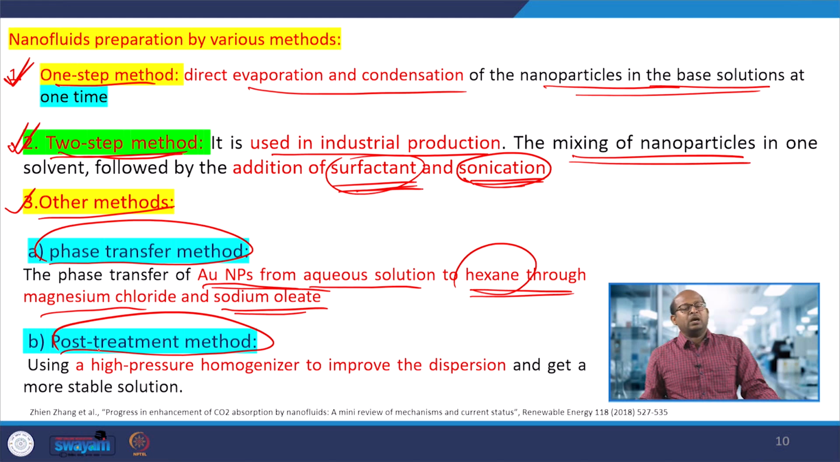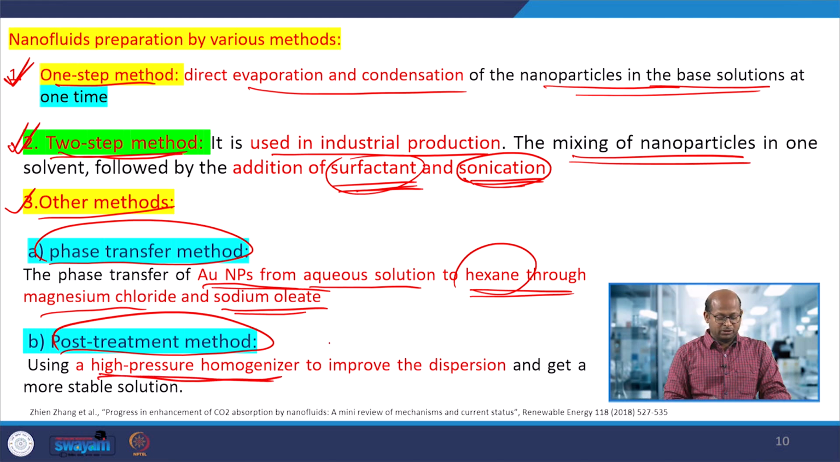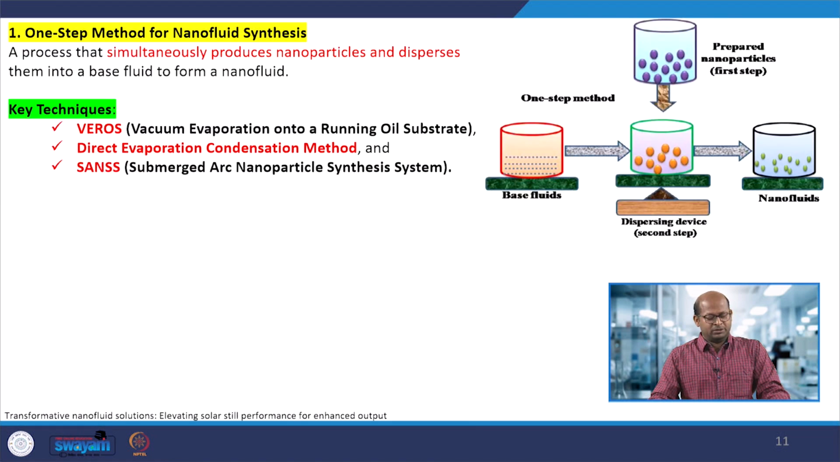Here a high pressure homogenizer can be used in addition to sonication and surfactants. With the homogenizer you can maintain extremely high pressures, and that helps to improve the dispersion of the nanomaterials or nanoparticles in the base fluid. Therefore, we can get more stable solutions, which may stay stable for a longer period of time. So, for that particular application that would be good. And the one-step method is what we are going to discuss here.